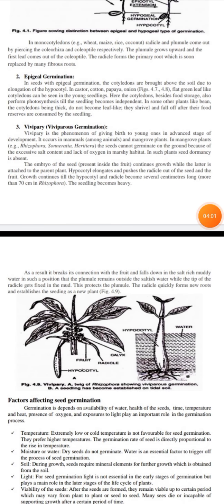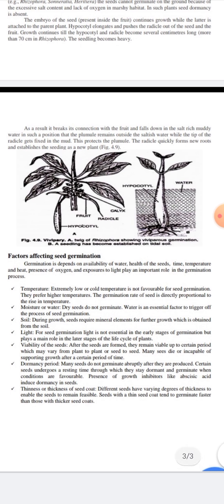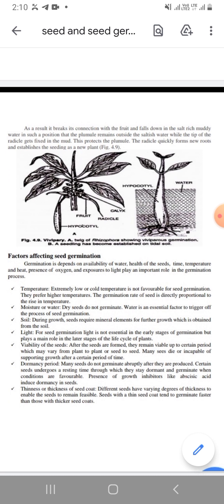Now the factors which are responsible for, or affect, the germination of the seed. You know very well that for the germination of seed, sufficient temperature is required. An optimum temperature range is required. Then moisture is also a very important factor. Moisture is necessary for the germination of the seed. Then light is also needed for the germination of the seed.